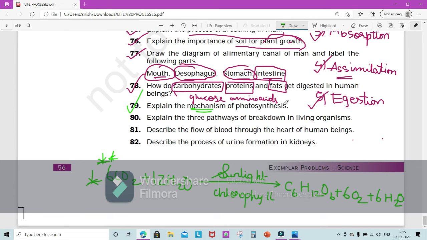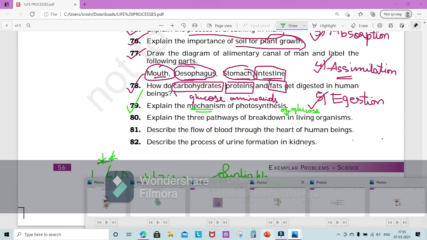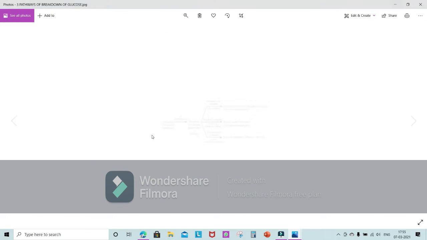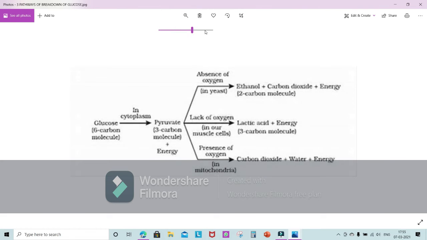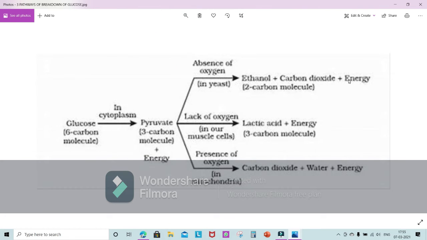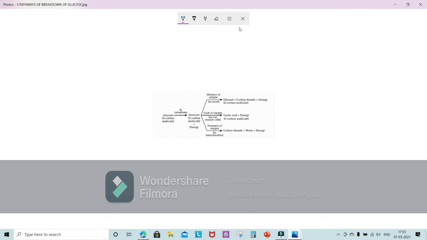Okay. Next, explain the 3 pathways for the breakdown of glucose in living organisms. So I have the chart for that. Let's go with it. Right, so this is the picture. Let it be like this.